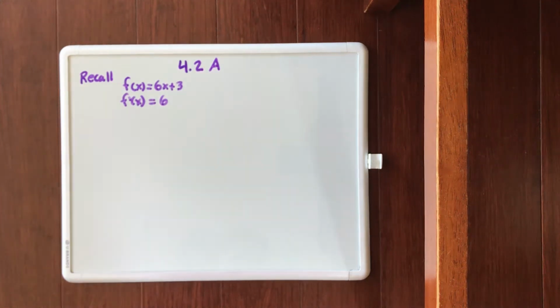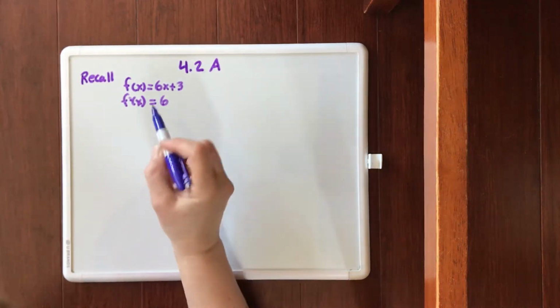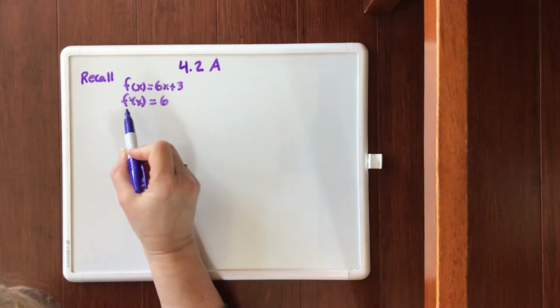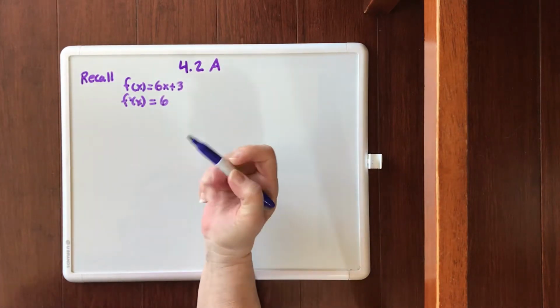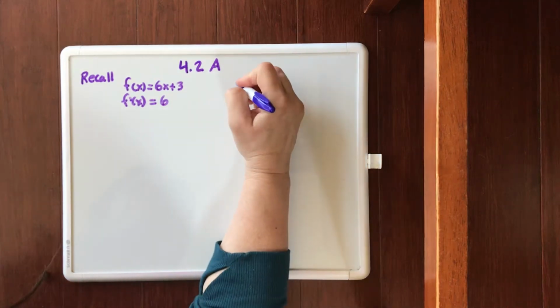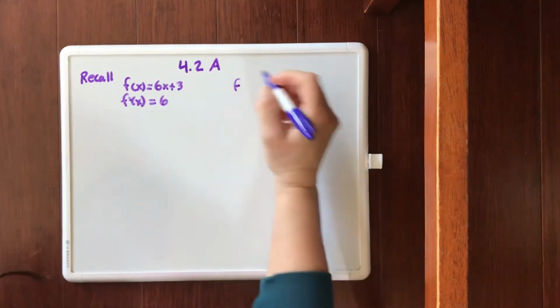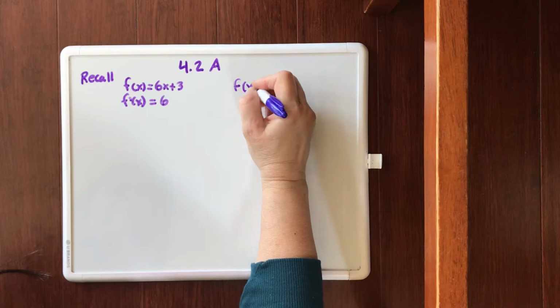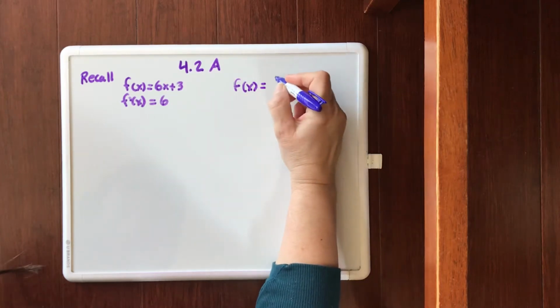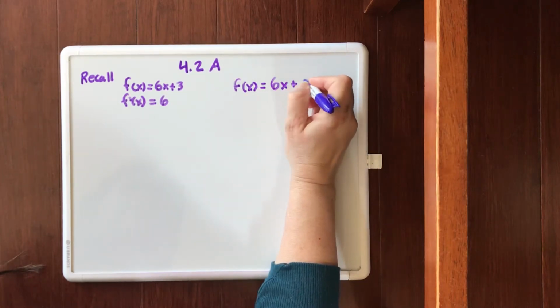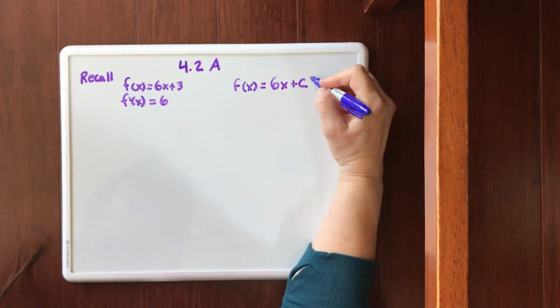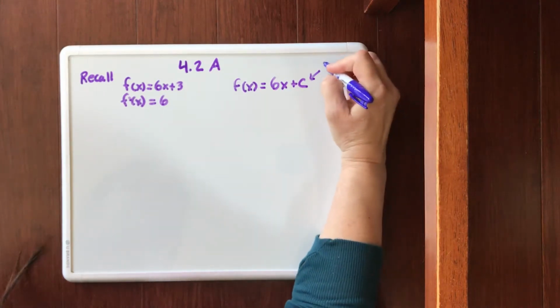Right, we're going to do 4.2a. Recall, if f of x equals 6x plus 3, then f prime of x equals 6. So let's write something similar to that. We have f of x equals 6x plus c, where c is some constant number.